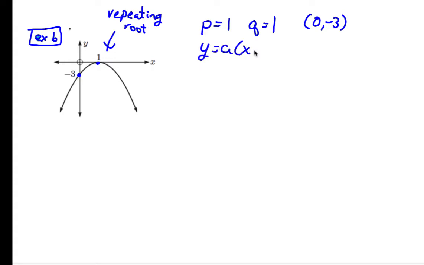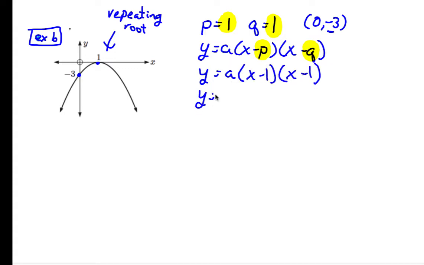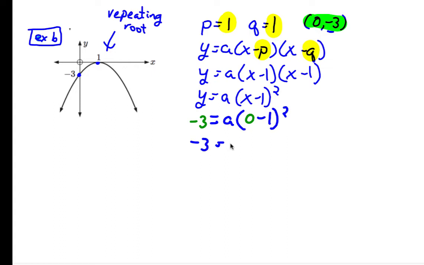So I go to my intercept form of the equation, replacing P with 1 and replacing Q with 1. So y is equal to A times x minus 1 times x minus 1. Now I can rewrite this as A times x minus 1 quantity squared. Then I'm going to plug in my x of 0 and my y of -3. And then I'm going to solve this equation for A. And I find that A is equal to -3.